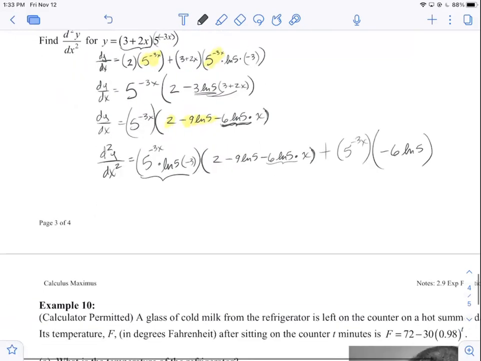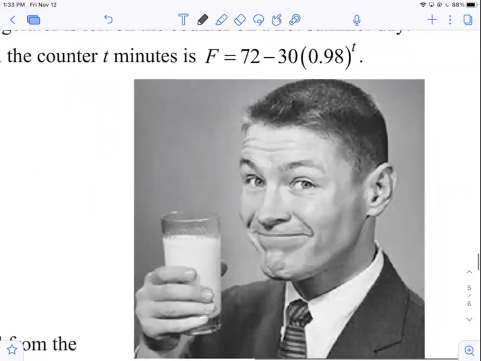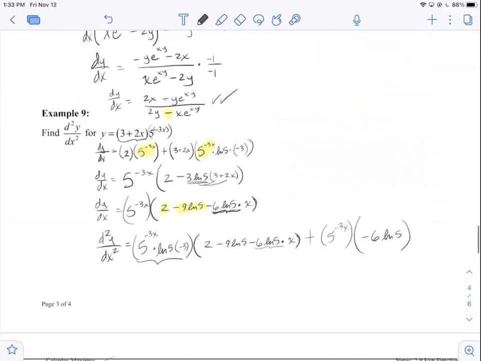So we're going to skip example 10. I'm not really a big fan of it. If you want to graffiti this guy, he's kind of inviting you to graffiti him, really.